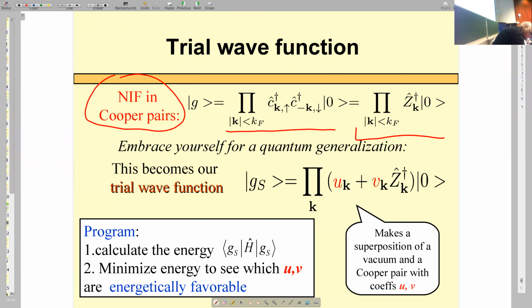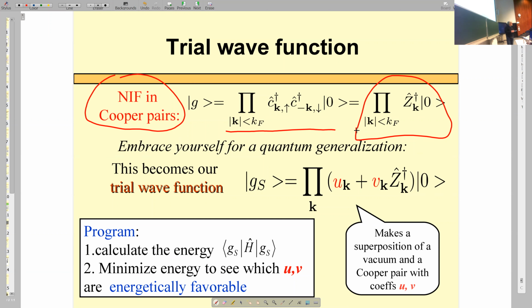Fine. So this is a non-interacting Fermi gas, and now I notice, look, for some states I did create a Cooper pair. For some states, I did not. What could be a generalization of this? And the generalization is very quantum mechanical. It is a superposition of these two possibilities.